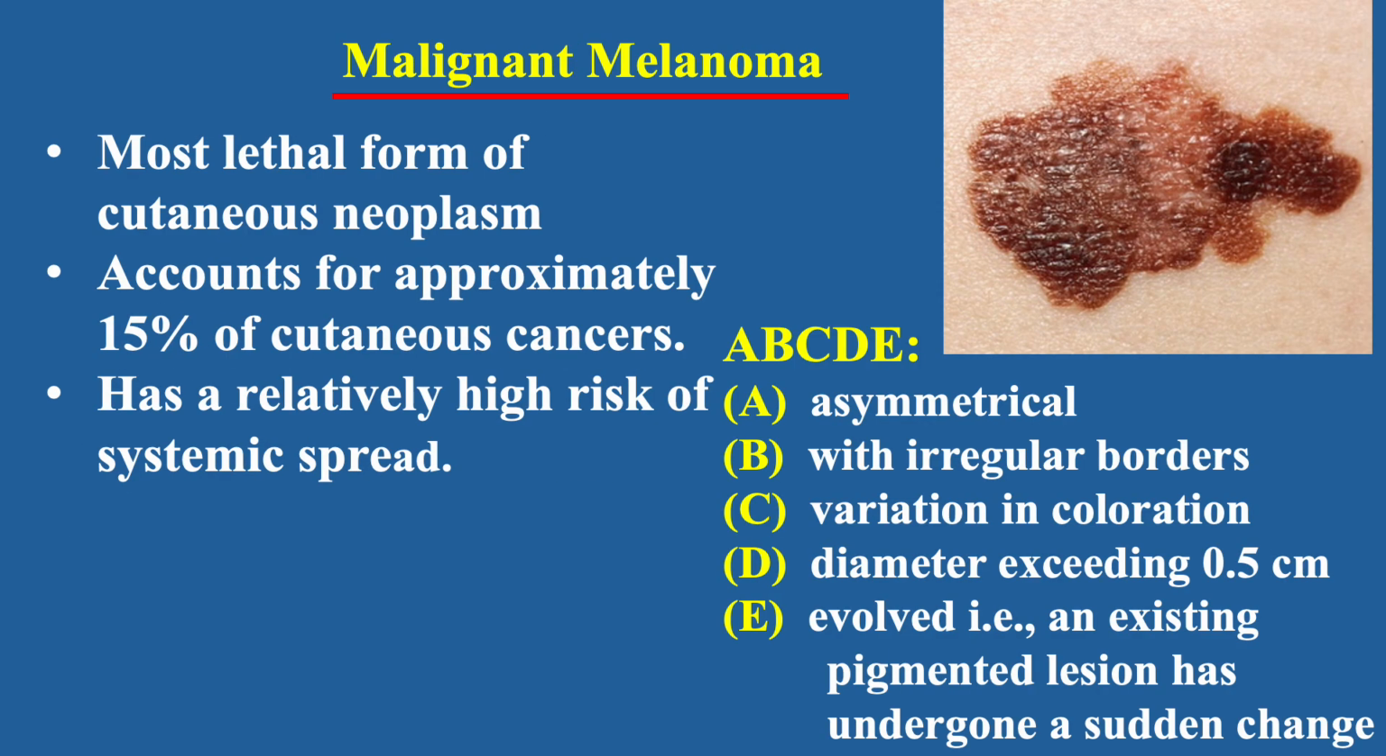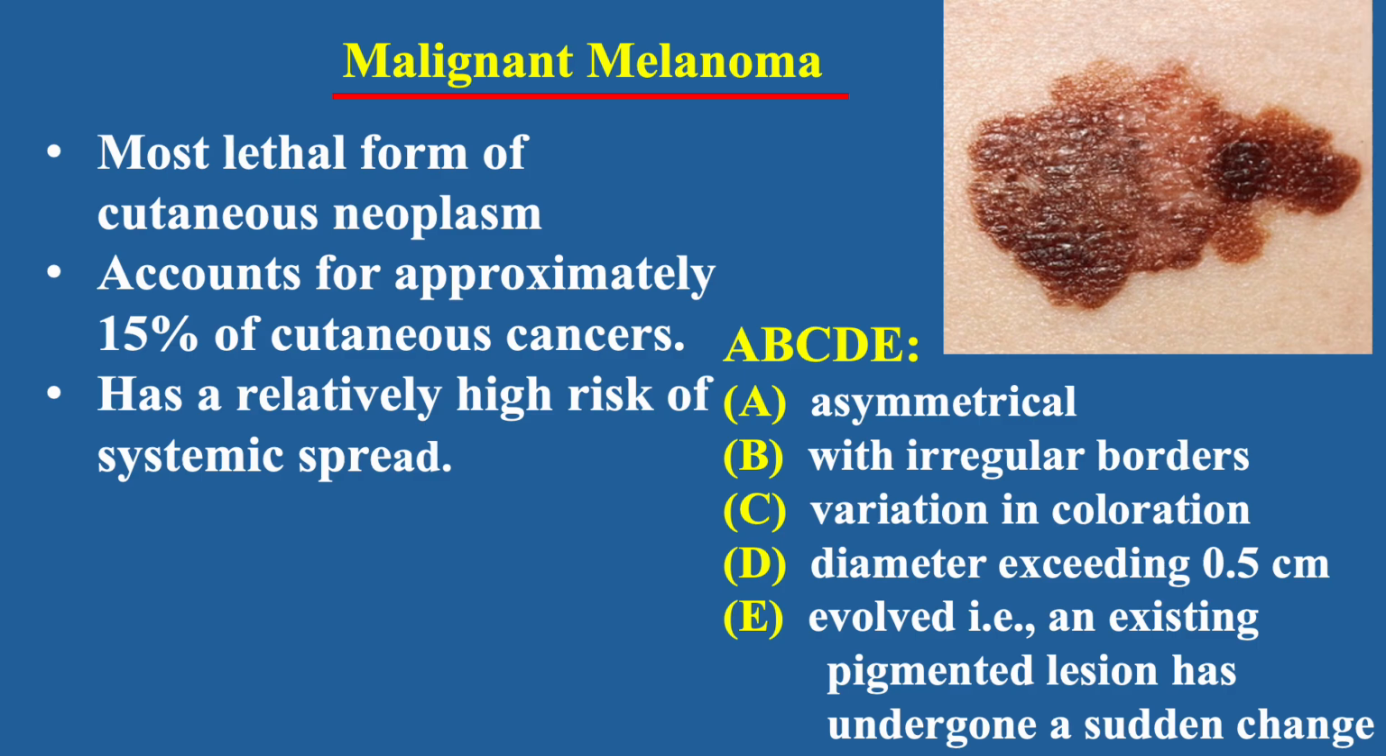Malignant melanoma. Malignant melanoma is the most lethal form of cutaneous neoplasm and accounts for approximately 15% of cutaneous cancers. Melanoma has a relatively high risk of systemic spread. The mnemonic to recognize melanoma is A, B, C, D, E. Asymmetrical, A, with irregular borders, B. There's variation in coloration, C, and a diameter exceeding 0.5 centimeters, D, and they have evolved, E.